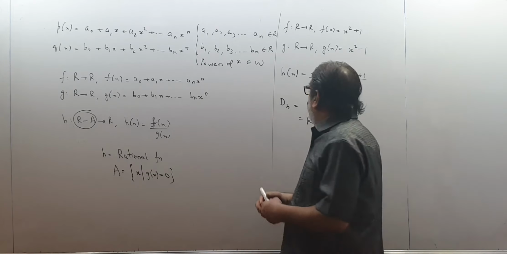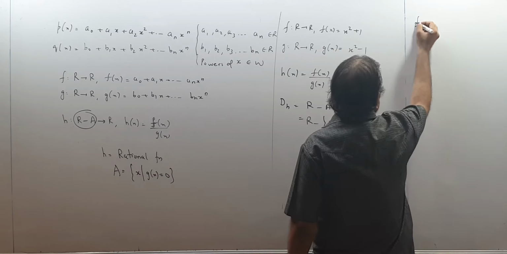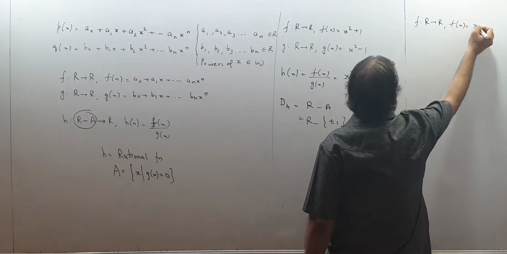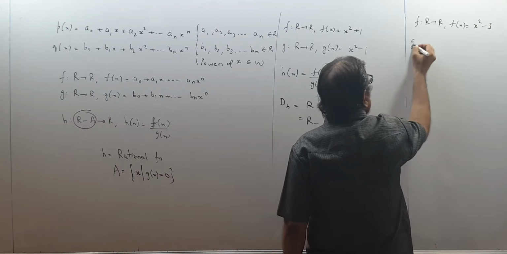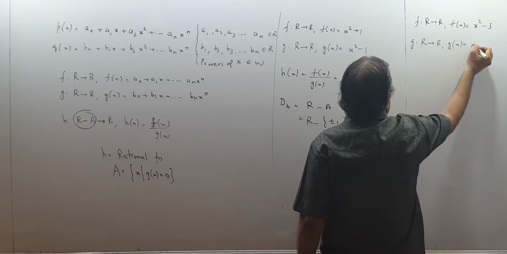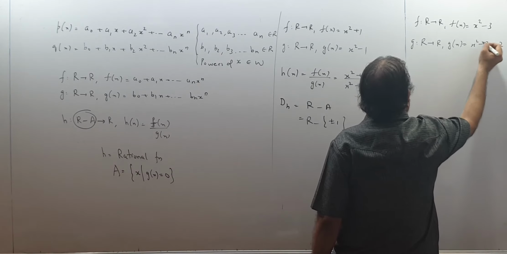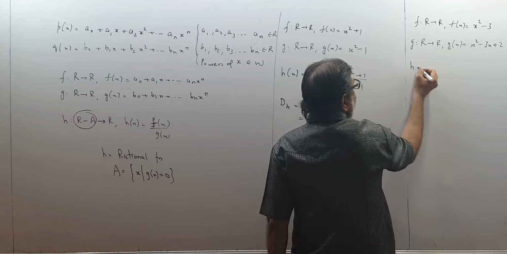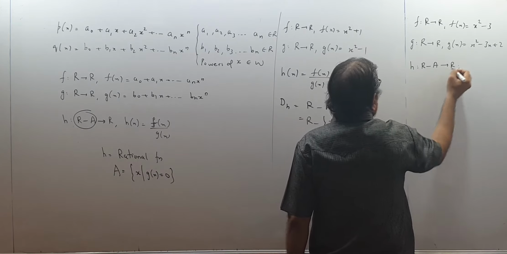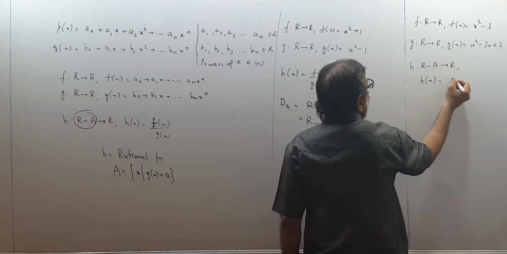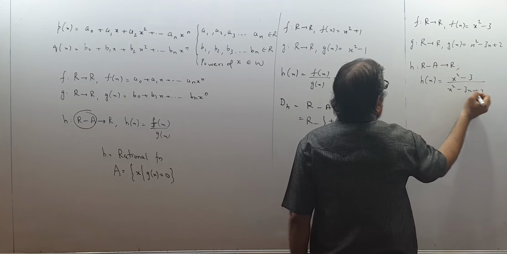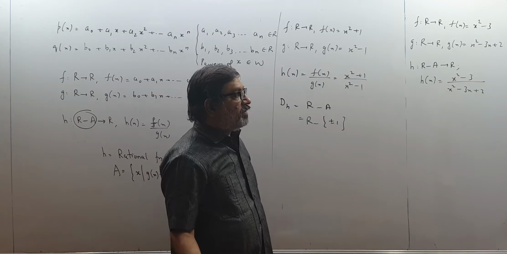If I would have got like this, f a function from R to R, f(x) is equal to x squared minus 3. g is a function from R to R, g(x) equal to x squared minus 3x plus 2. So what will be h? R minus A to R, and you would say h(x) equal to x squared minus 3 upon x squared minus 3x plus 2, if h(x) is f(x) upon g(x).